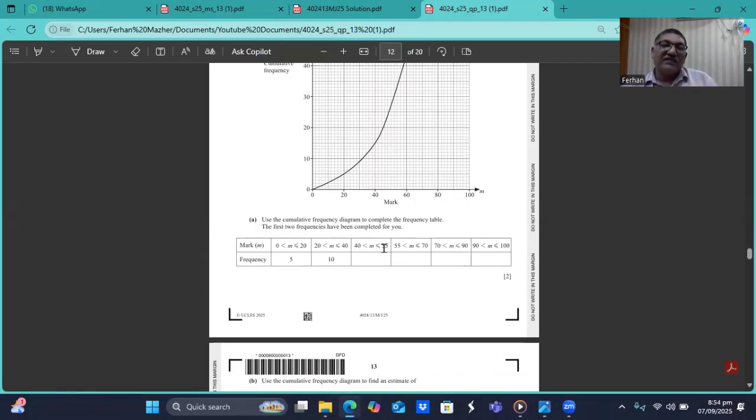So check at 55 marks, check what is the cumulative frequency. At 40, check what is the cumulative frequency. Then subtract both the cumulative frequencies. You will get the frequency. Check what is the cumulative frequency at 70 marks and what is the cumulative frequency at 55 marks. The marks are here. From here, go to the graph. Check what's the value on the y-axis. Then from both the cumulative frequencies, just subtract them. You will get the frequency.